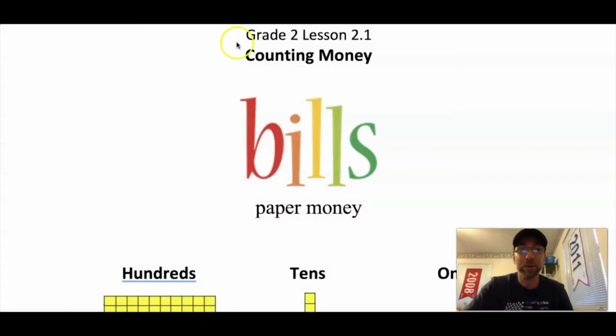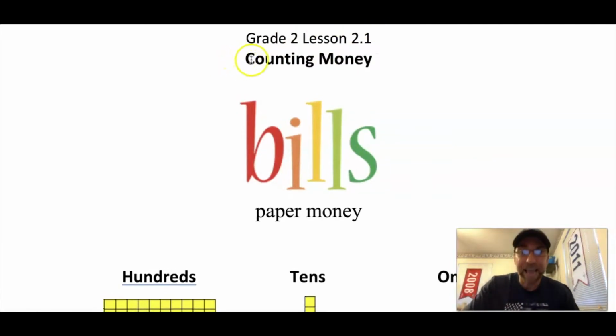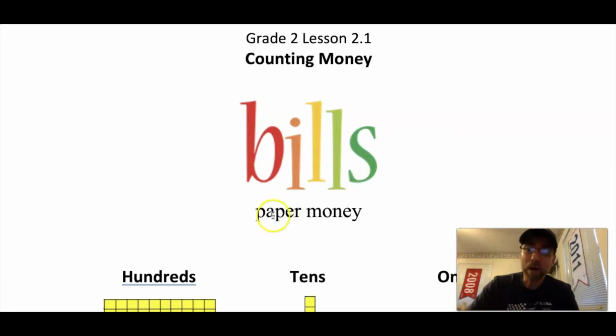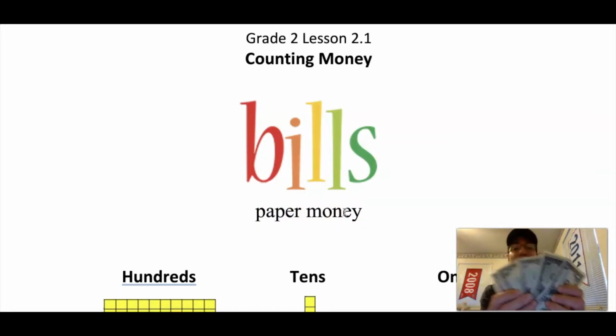Today, we are going to be doing grade 2, lesson 2.1, a new unit, and it's called counting money. Now there's a word up on our screen, and it's the word bills. Well, these are bills. Bills are paper money, and we can have different kinds of bills. I'm holding up $1 bills. So my $1 bills are right here.